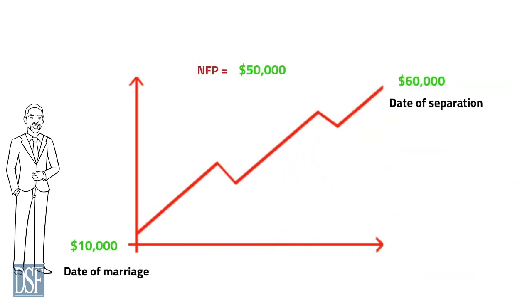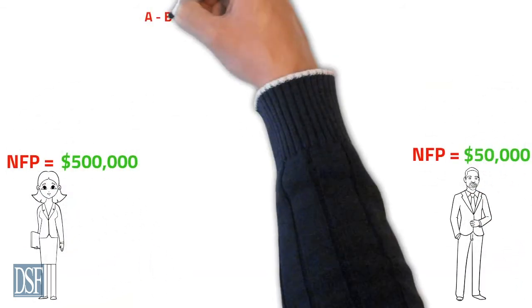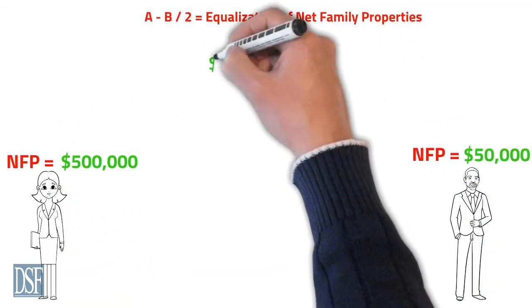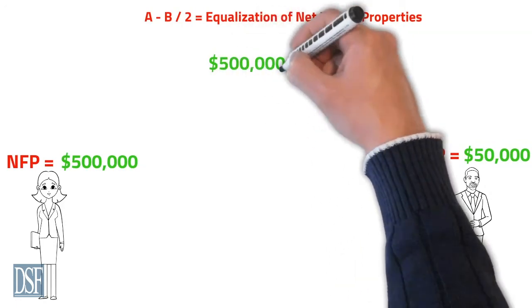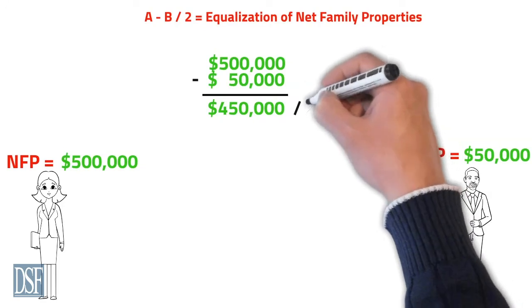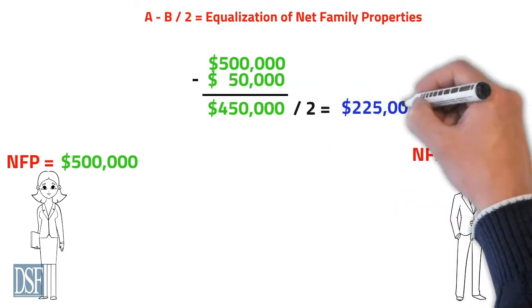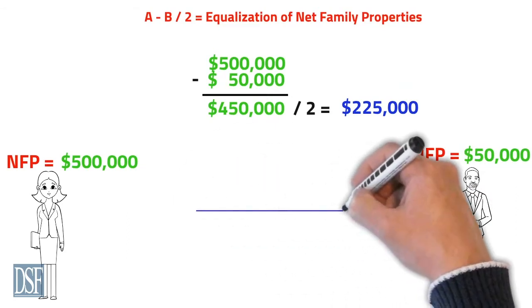Now that we've figured out Christina's and Joe's NFPs, we can solve our very simple math problem. We take the higher NFP, subtract the lower NFP, divide that figure in half, and this tells us the equalization payment owing by Christina to Joe.